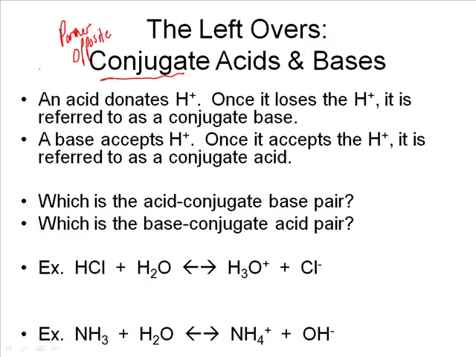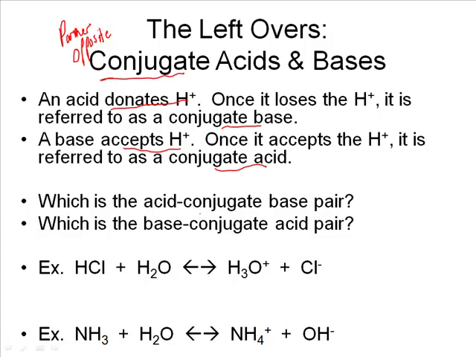So here we go. We know that acids, based on this second definition, are going to donate these H's. But once it loses the H, what does it become? Well, we have a fancy name for that. We're going to call it the conjugate base. And then we know that bases accept the hydrogen. And once they accept the hydrogen, what does it become? We have a fancy name for that, and that's called a conjugate acid.